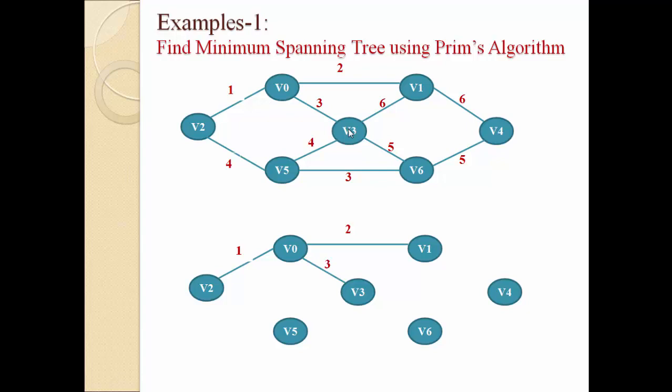Now we have to identify the node which is directly connected with either V0, V1, V2 or V3, but every time we need to check that there must not be any cycle.